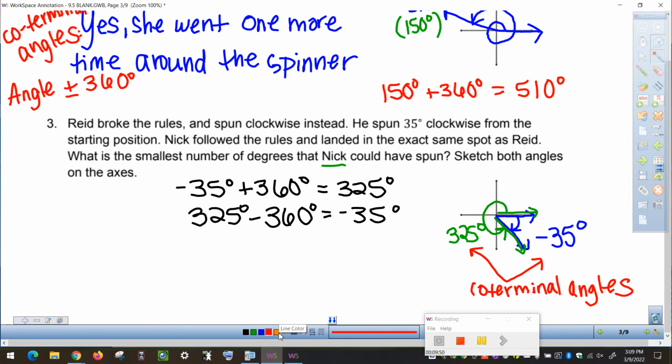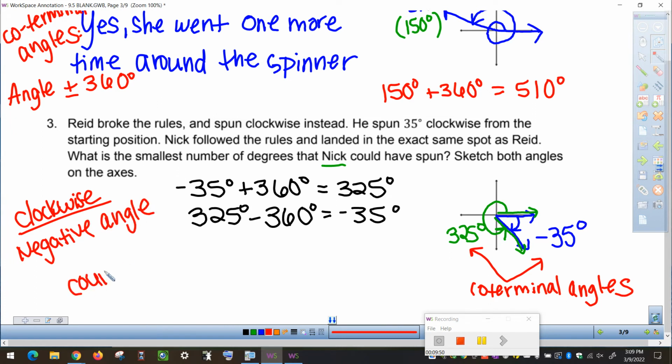Okay, but the big thing that I wanted you to see on this part is just what gets us a negative angle. So let's make a note off to the side here that if we go in the clockwise direction, it results in a negative angle. The other option, if we follow the rules and go in the counterclockwise direction, that's when we get a positive angle.